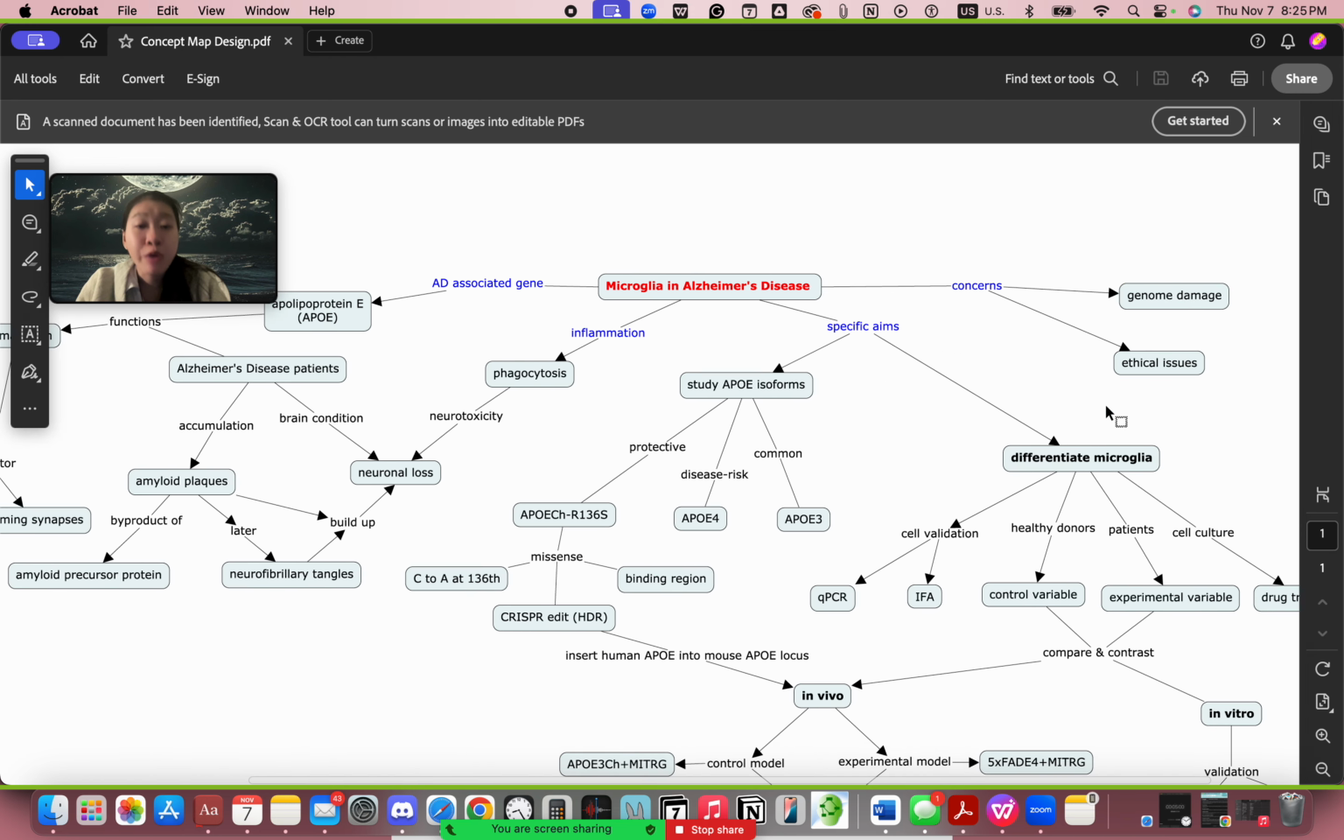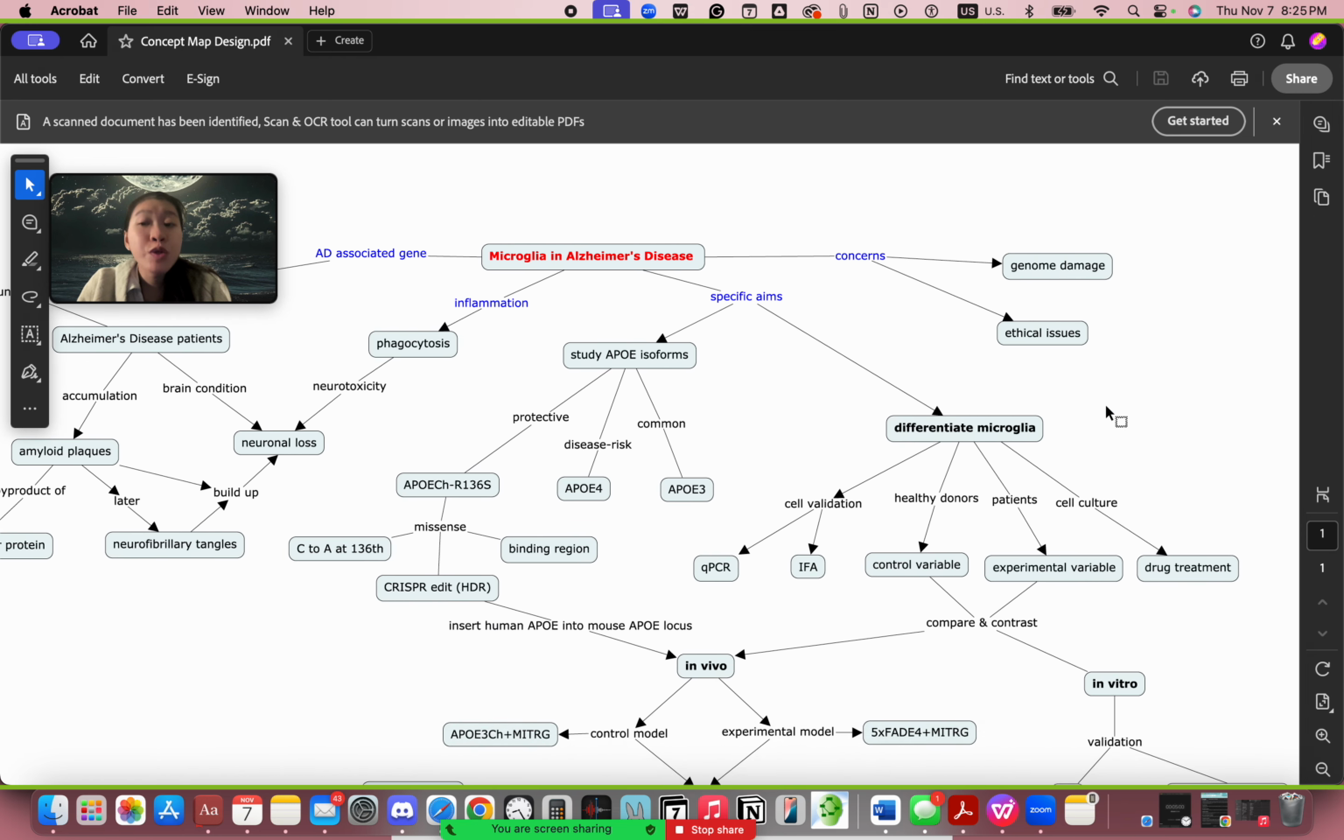For my project, I have two specific aims. The first one is that I want to research how ApoE isoforms differently affect Alzheimer's disease, as ApoE has multiple isoforms that affect the progression of the disease. I want to understand the underlying mechanism of this.